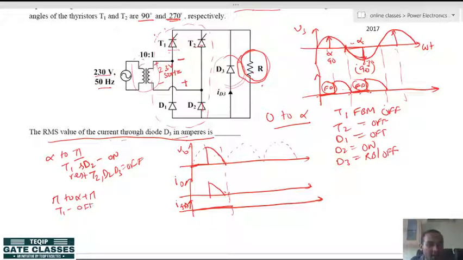and D2 is also off, T1, D2 is off, and due to this positive here, this D1 will be on, D1 will be on, but T2 is off, in forward blocking mode, alright. So, it is like this. If you draw the circuit, it will be an open circuit. So, let us draw the modified circuit for this duration, it will be like this.